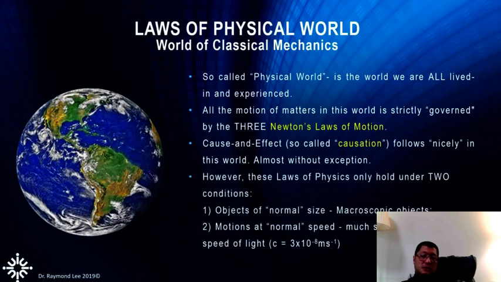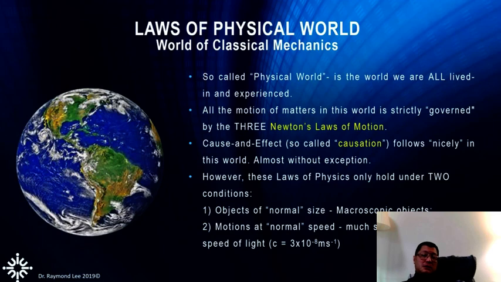However, this law of physics only holds under two important conditions. First, the object must be of normal size, which means a size we can observe and measure in the physical world. For example, a football, your desktop, your body, or even a building are okay. But for some object really large, say a planet or any cosmic material, it will not be true.